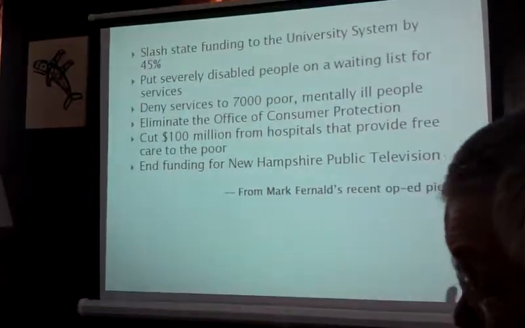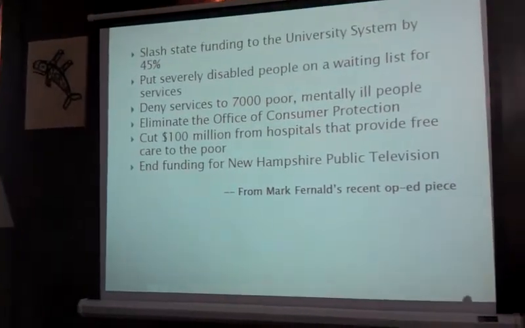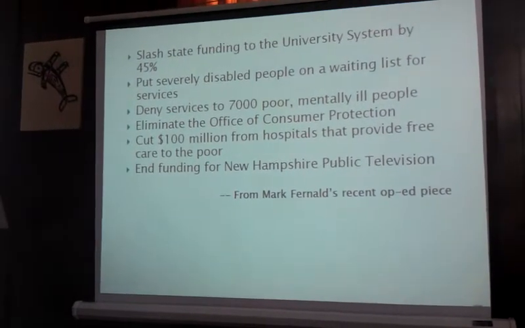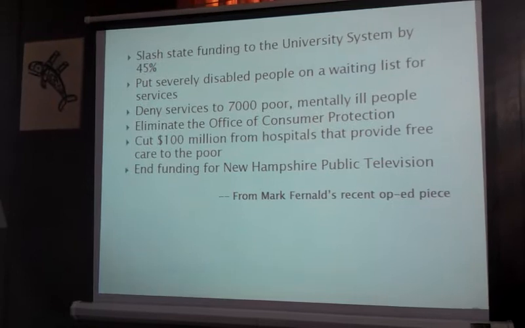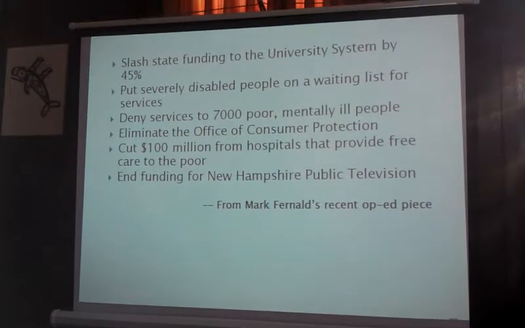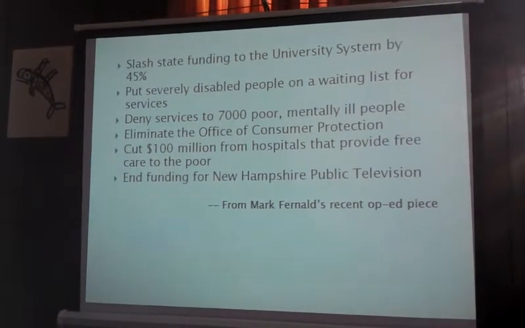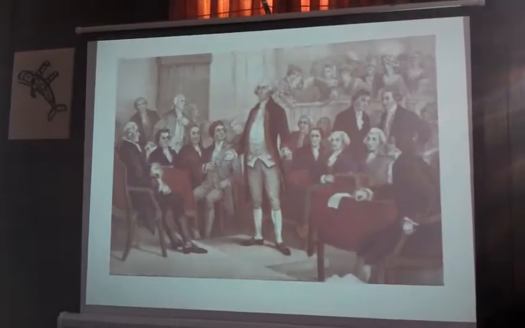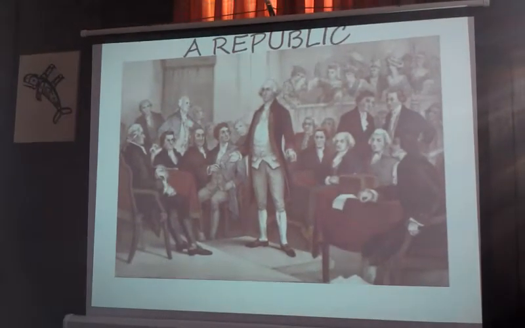Okay, I will. Here's some of the things that these bills have done in New Hampshire. They slashed state funding. They put severely disabled people on waiting lists for services. They denied services to 7,000 poor mentally ill people. You read it. You can see what this kind of legislation has done. Okay, it wasn't always sure.